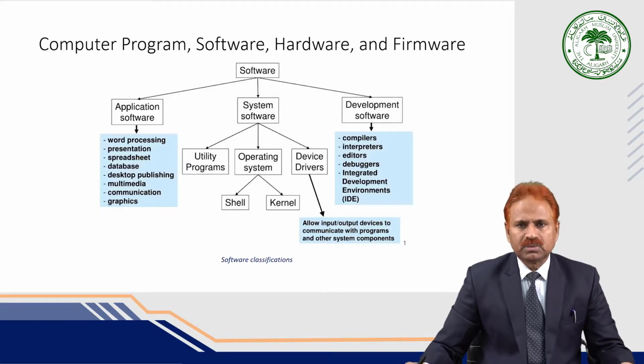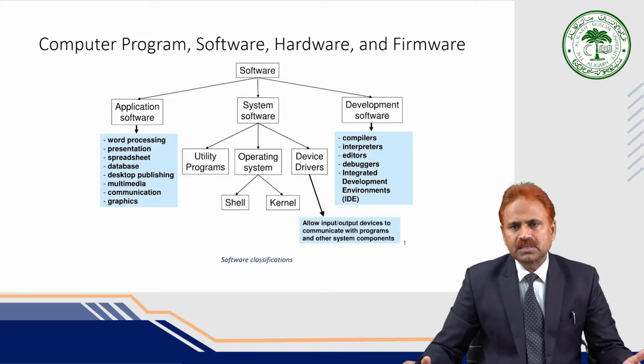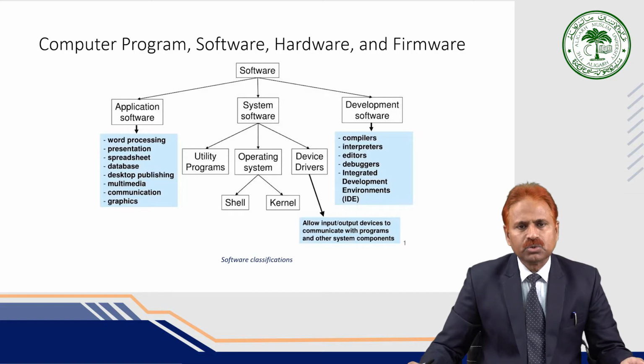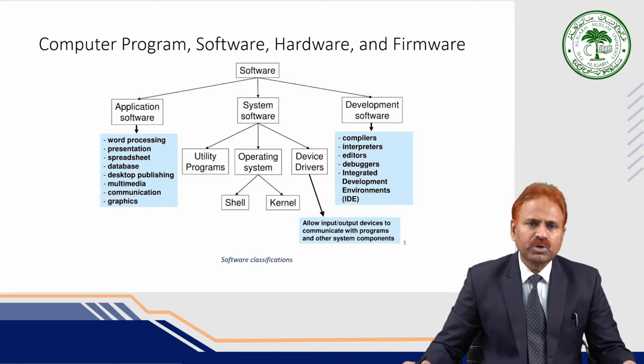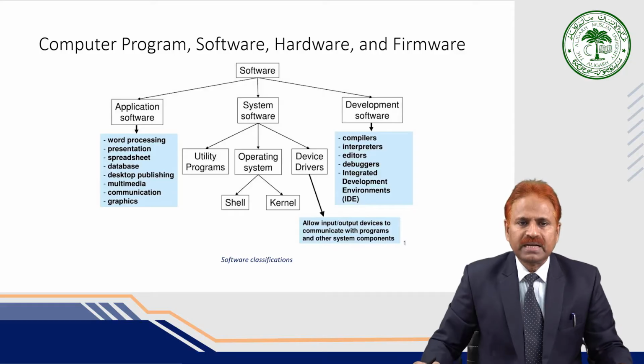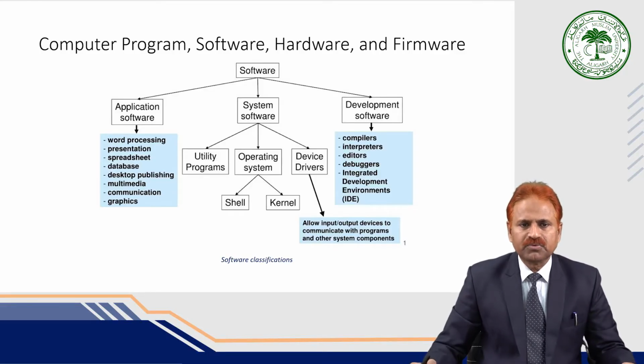Whenever it comes to the classification of various kinds of software, you can see in the chart that software may be application software, system software, or another category, development software. Under application software, we have word processing software, presentation software, spreadsheet software, database management systems, desktop publishing software, multimedia software, communication software, graphic software, and the like. In the system software category, we have various utility programs. We will discuss these in the latter part of our lecture today.